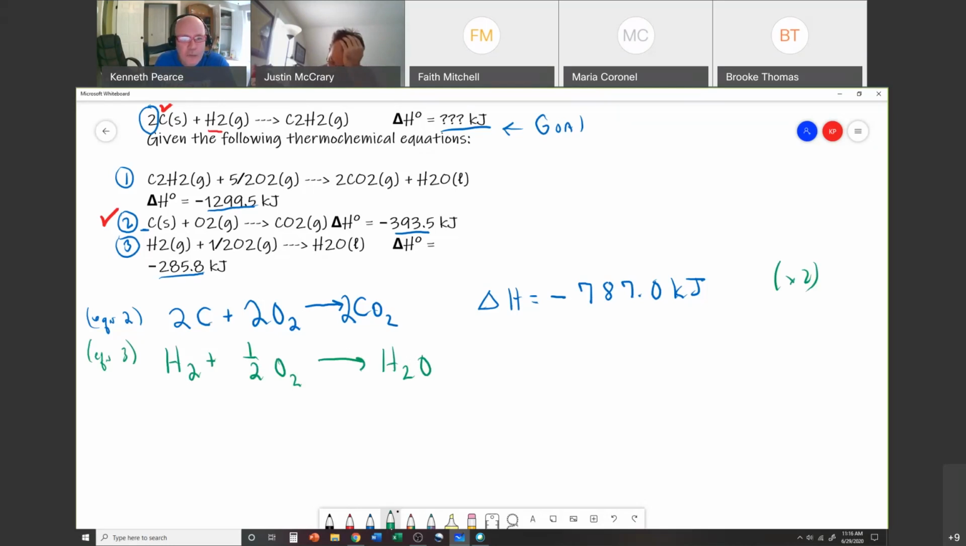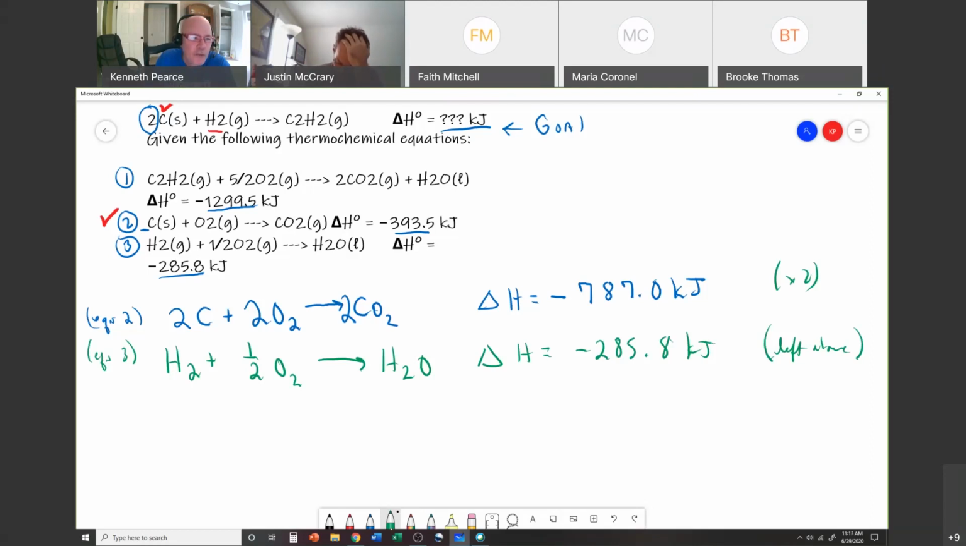Okay. And we didn't do anything to it, so we're going to leave it as minus 285.8 kilojoules, and this we left alone. All right, we didn't do anything to it. All I did was copy it down. So I got H2. Let me make sure I copied it down correctly. H2, half an O2 goes to H2O. Equation number 2, we just multiplied times 2, so that'd be 2, 2, and 2. Okay, all right, and we didn't do anything to that.